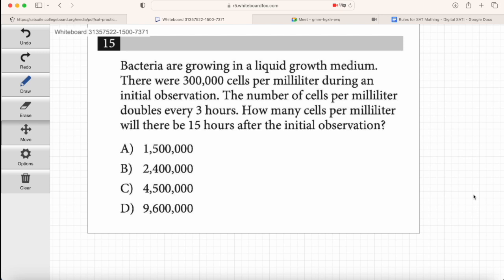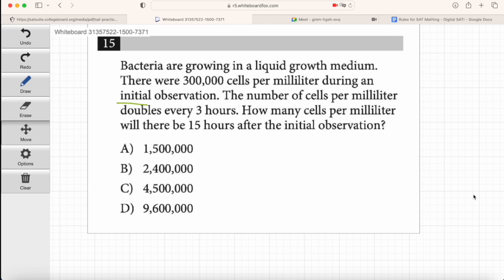Oh, man, there's a lot going on here. What are we solving for here, Tanner, with this question? How many cells per milliliter will there be in 15 hours? Yeah. And we know we're starting with 300,000 cells, right? During an initial observation. Let's talk about that word initial. What does the word initial mean? The first. Yeah, to start with. Exactly. So we're starting with 300,000, and then it says the number of cells per milliliter doubles every 3 hours. It doubles every 3 hours. Okay.